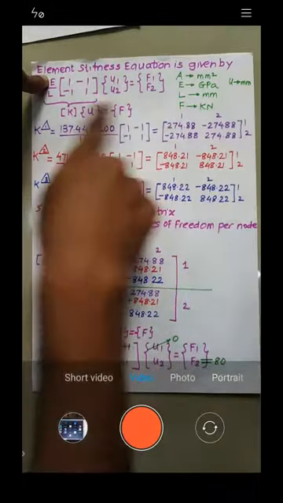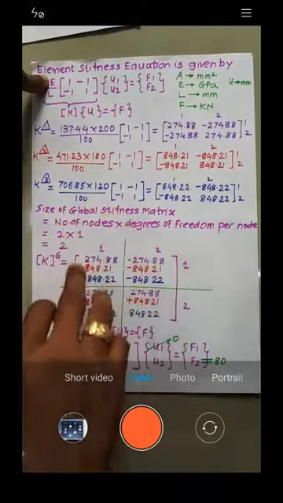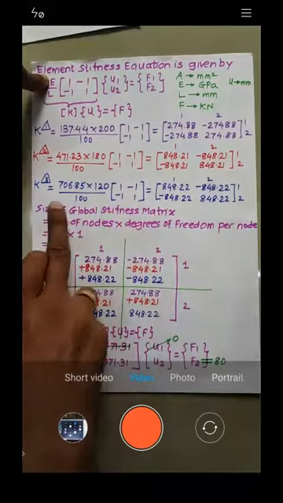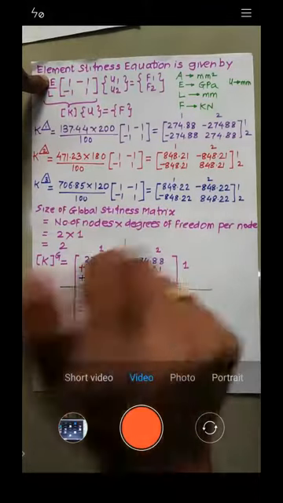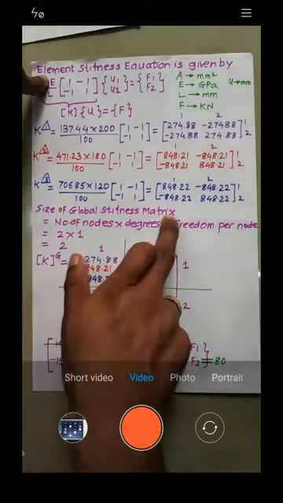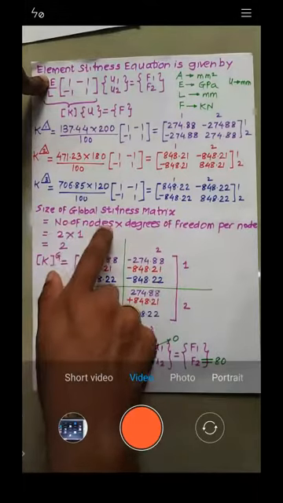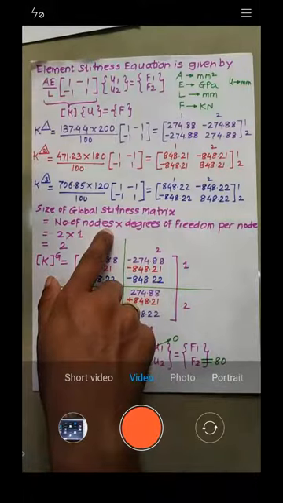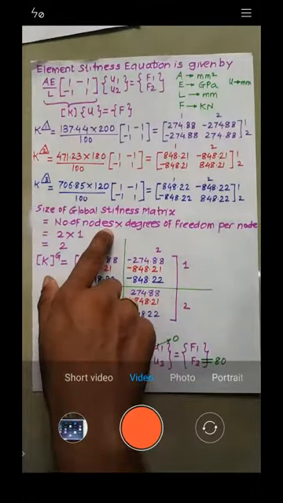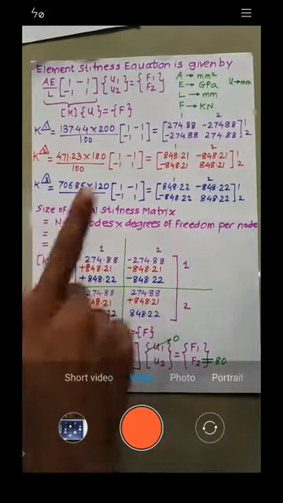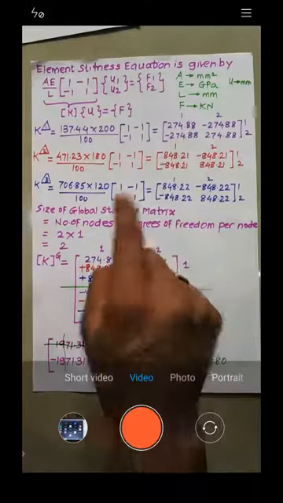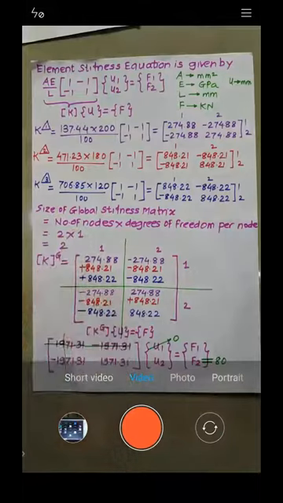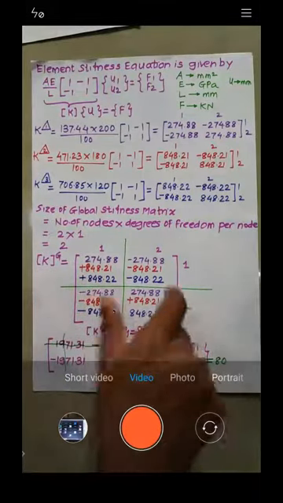Now I need to write down the global stiffness matrix. For that, I should know its size, which is the number of rows multiplied by the number of columns. So how to determine the size? The size is governed by how many nodes you have, and in how many directions those nodes are capable of moving. I have two nodes, and each node can move only in the X direction, in one direction. So 2 into 1 gives 2. So the size is 2 by 2.